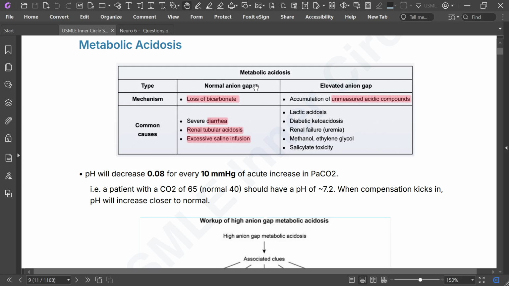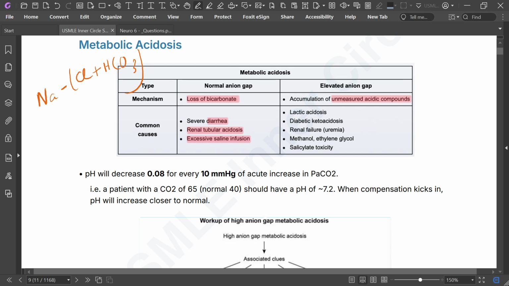Okay, start with this. In metabolic acidosis, there are two types on the basis of anion gap. Anion gap is sodium minus chloride plus bicarbonate.